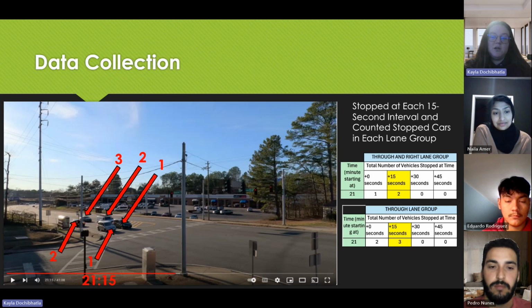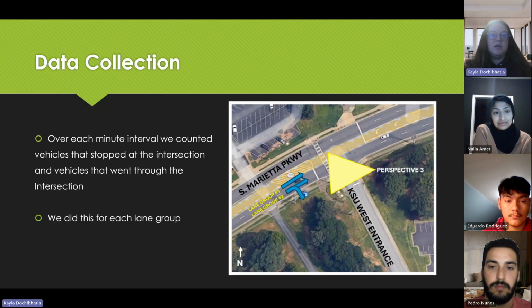And for our 1-minute interval, we counted vehicles that stopped at the intersection and vehicles that went through the intersection for each lane group. And of course, I went ahead and did the map again, so you can see the through lane group number 1 and the through and right lane group number 2.